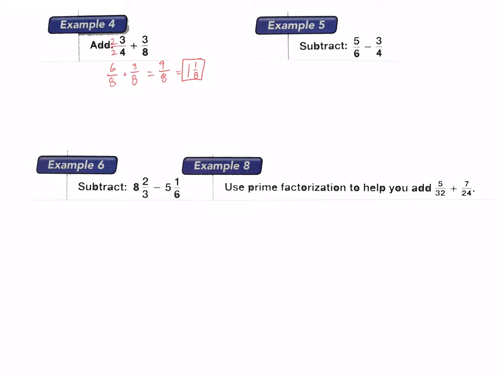Example 5 is subtracting. I really want to subtract these, but I can't until I get the denominators to be the same. I'm thinking of the LCM of 6 and 4, and I realize that it's 12. So I need to multiply this one by 3 over 3, because 4 times 3 gives me 12, and multiply this one by 2 over 2, because 6 times 2 is 12. So this is going to give me 10 over 12 minus 9 over 12. So 10 minus 9 is going to give me 1. My denominator is 12, so it's going to be 1/12.